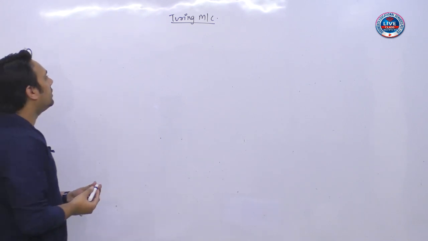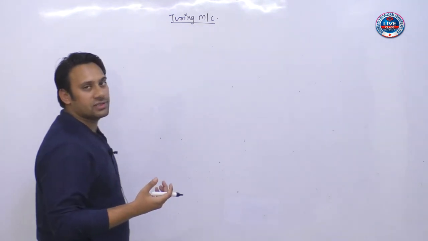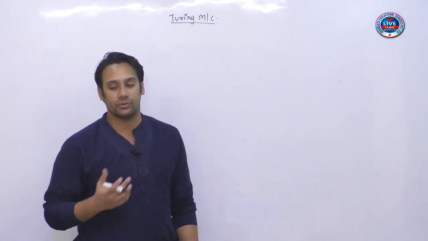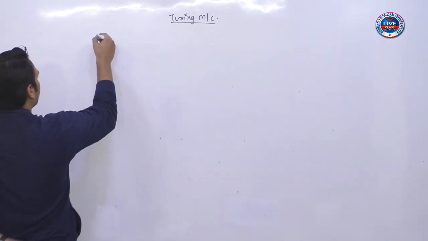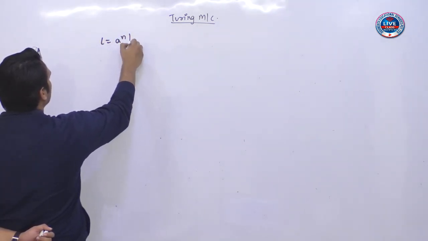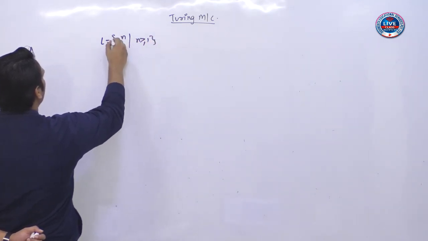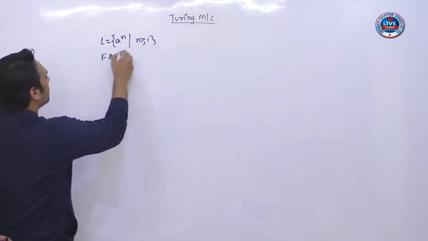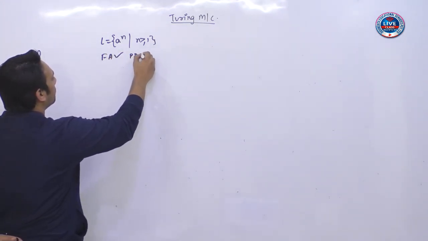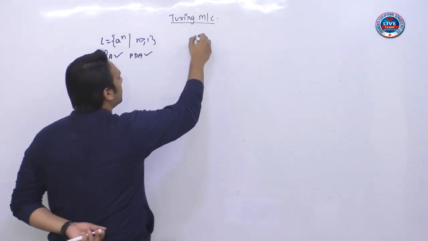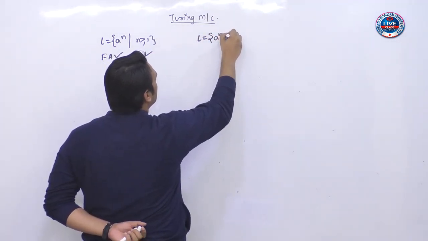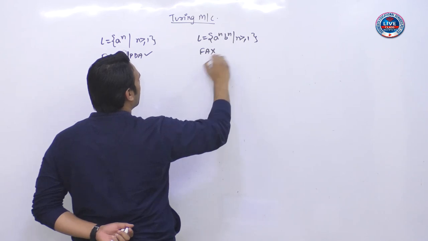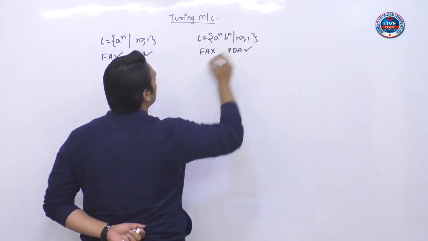So in Turing machine, there are a few languages for which you cannot create a finite automata as well as you cannot create a pushdown automata. For example, if I say the language is a raised power n such that n is greater than or equal to 1, for this language you can easily create a finite automata, correct? So finite automata is possible for this, right? And PDA is also possible. If I take a language which is a raised power n, b raised power n such that n is greater than or equal to 1, for this language the finite automata is not possible and pushdown automata is possible.